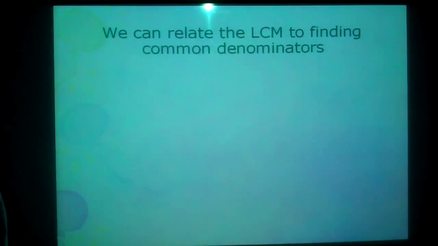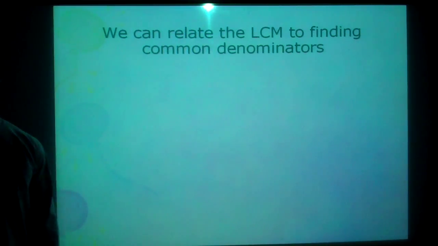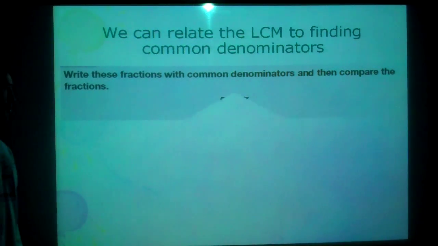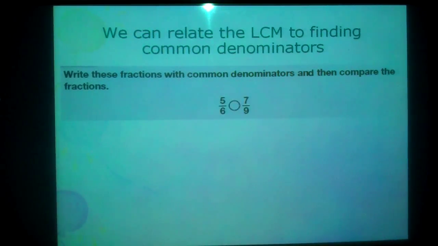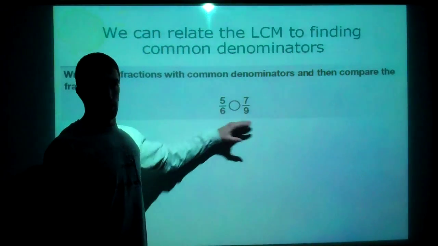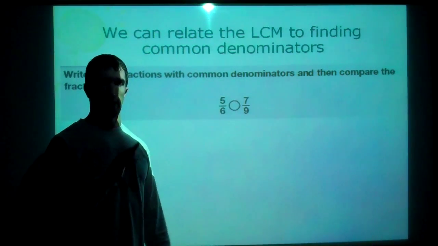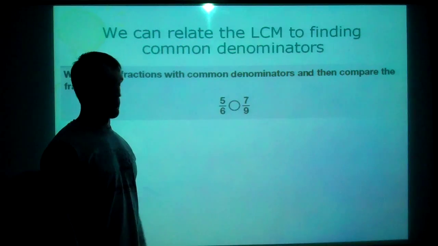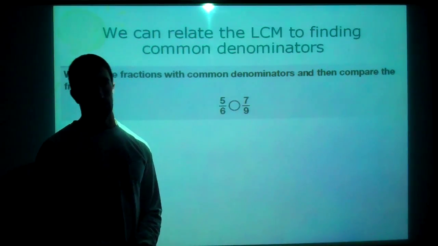Not too long ago we were talking about the LCM. That would be the least common multiple. We can actually relate that to finding common denominators. So if we look at these two, it says write these fractions with common denominators and then compare the fractions. So they want us to say which one of these is bigger. We're going to use our little alligator teeth to do that. So it's either going to be greater than, less than, or equal to.